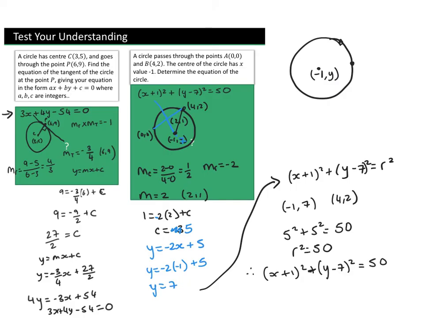Okay, now I need to draw the circle. Right, if this is (-1, 7), okay, so our axis is going to be roughly there. Then we're going to have (0, 0). So it's going to touch here, (0, 0). And then (4, 2), which is here. Okay, (0, 0), and then this would be (4, 2).